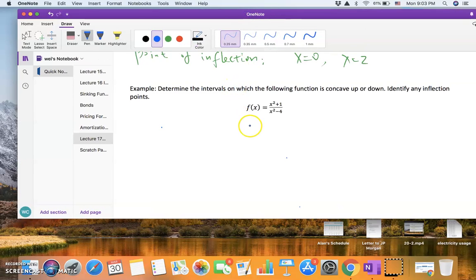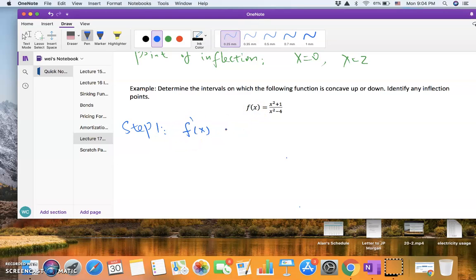Okay, let me do another example. Here we want to find the interval on which this function is concave upward and concave downward. So first, we need to know what is the second derivative of this function.